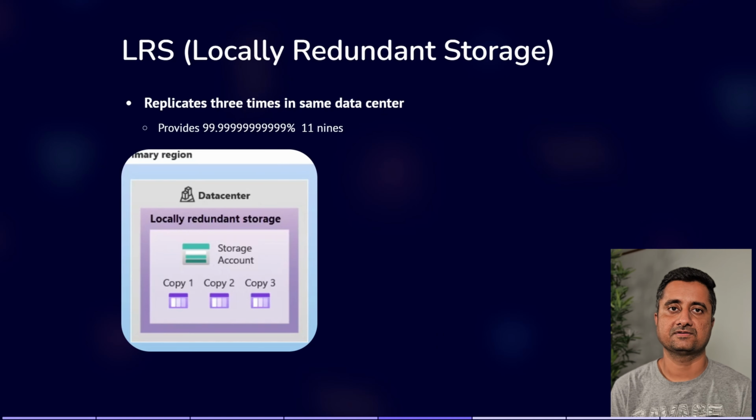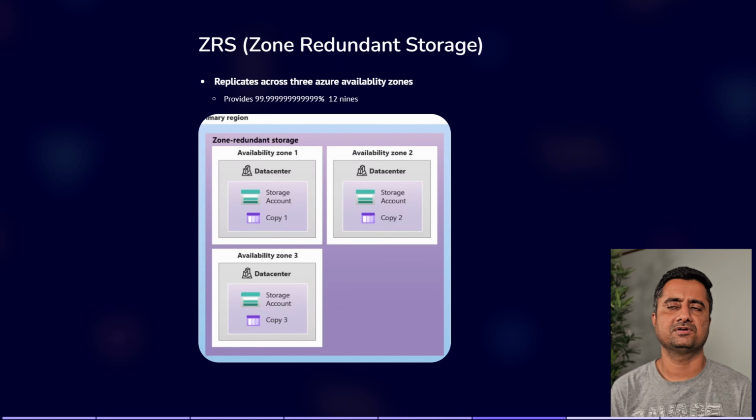Let's look into LRS, locally redundant storage. So that replicates 3 times in the same data center. So a copy of the same file is there in 3 different locations in the same data center. That is LRS. What is zone redundant storage? So zone redundant storage is where the data is being copied across 3 different availability zones, and it's replicated asynchronously. And that provides you 99.9999999999 (12 nines) as the availability.